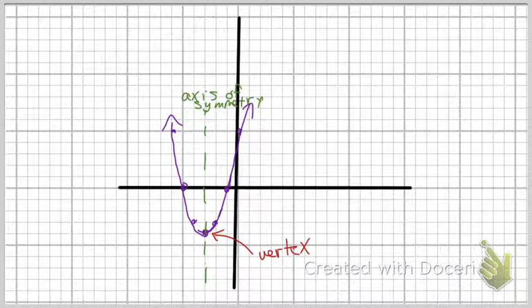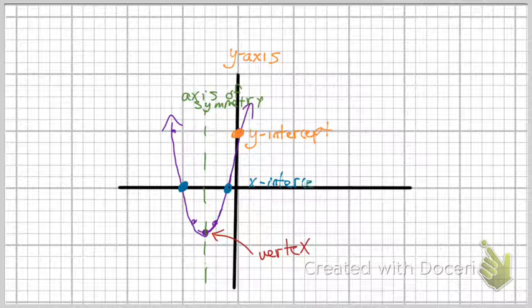The next thing that we have to be able to pick off a graph are the intercepts. So the first intercept that we have is our y-intercept. Where does the graph cross the y-axis line? And then last but not least, we have two x-intercepts. We typically have two x-intercepts with these graphs, and that's going to be where the graph crosses the x-axis. And so these are the four things that you're going to need to be able to pick off a graph: the y-intercept, the x-intercepts, the vertex, and the axis of symmetry.